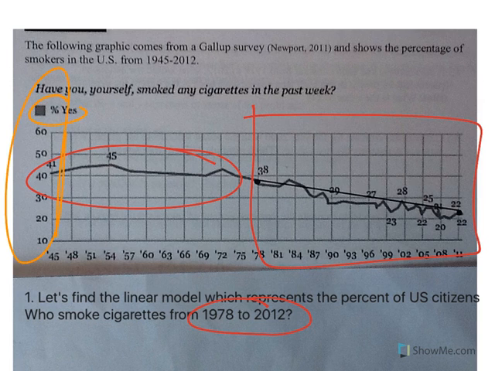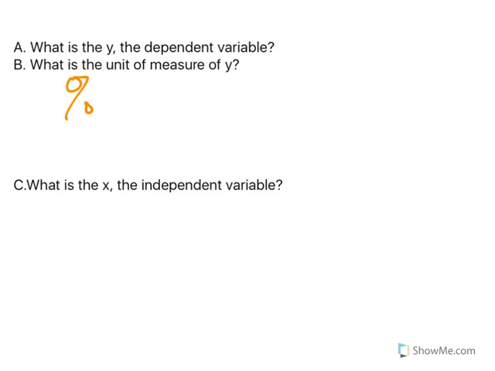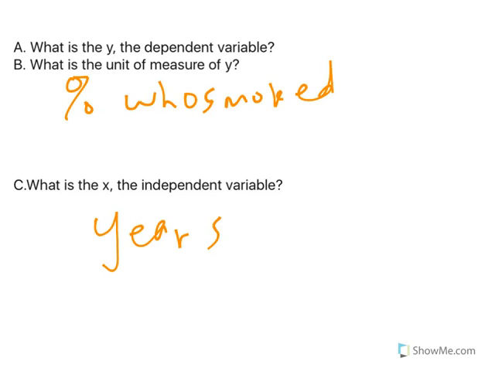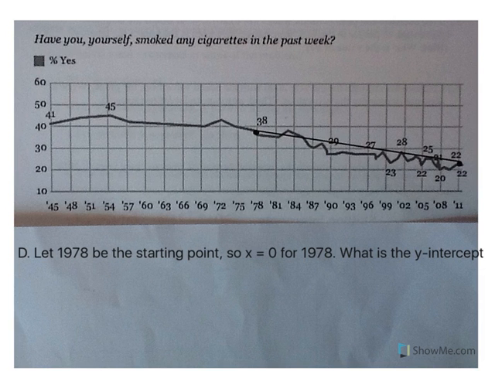What does this represent? Well, it's the percent who said yes. So it's the percent who smoked, because if they said yes, then they smoked. So the unit of measure is the percent. So the percent who smoked is the dependent variable. What's the independent variable? Years. Right? The years across the bottom.